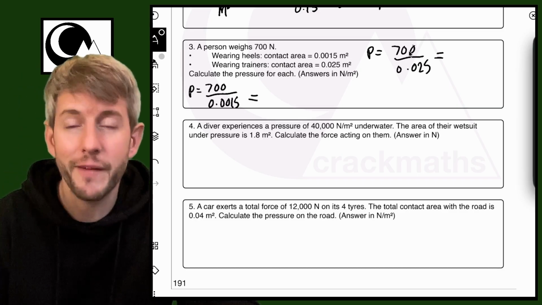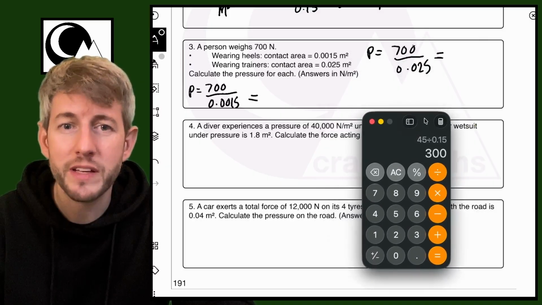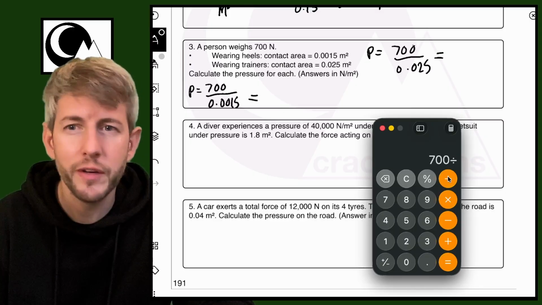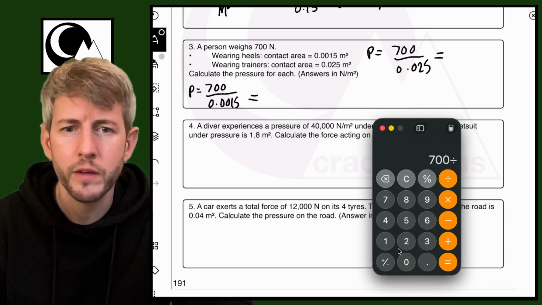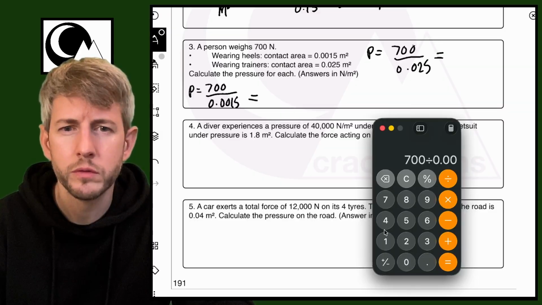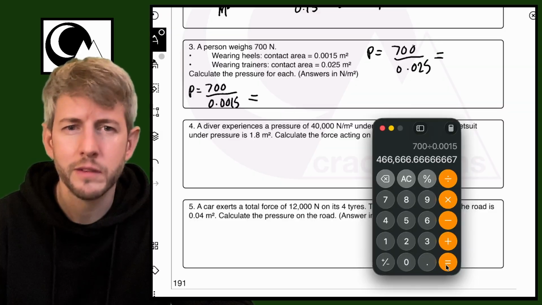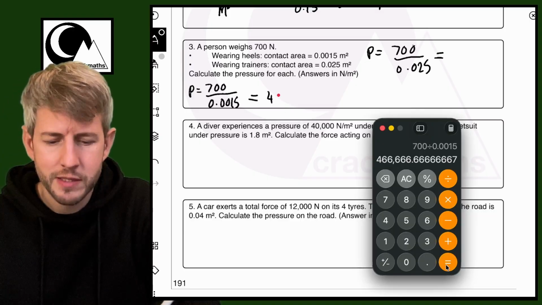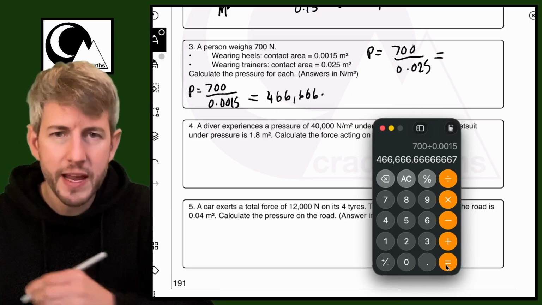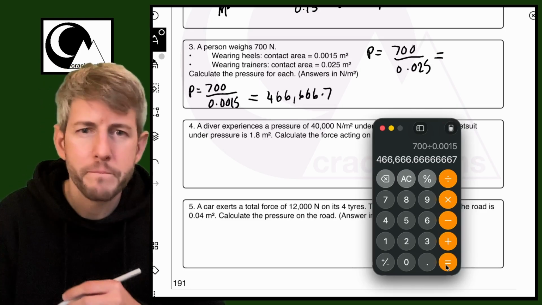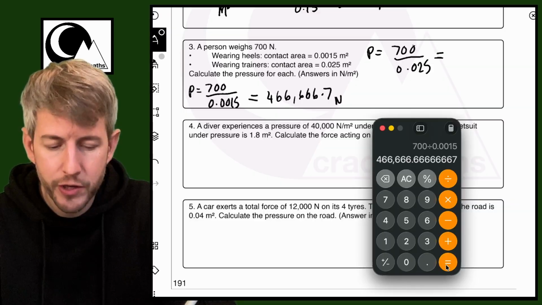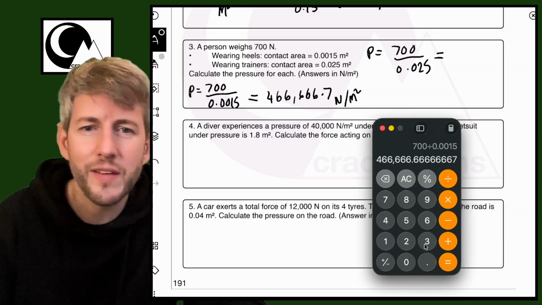Now let's get the calculator out to work out both of these, and then we can see what the difference is. So 700 divided by 0.0015. Whew, that's a lot. 466,666, and I'll round that up to 0.7, so 466,666.7 newtons per meter squared.